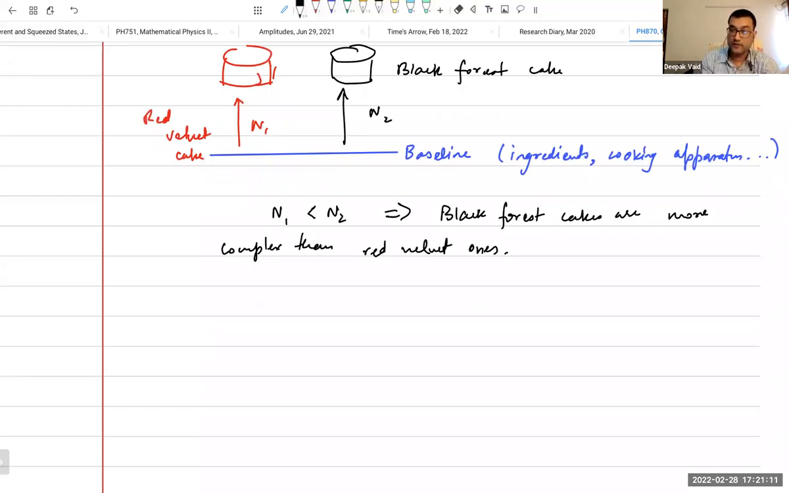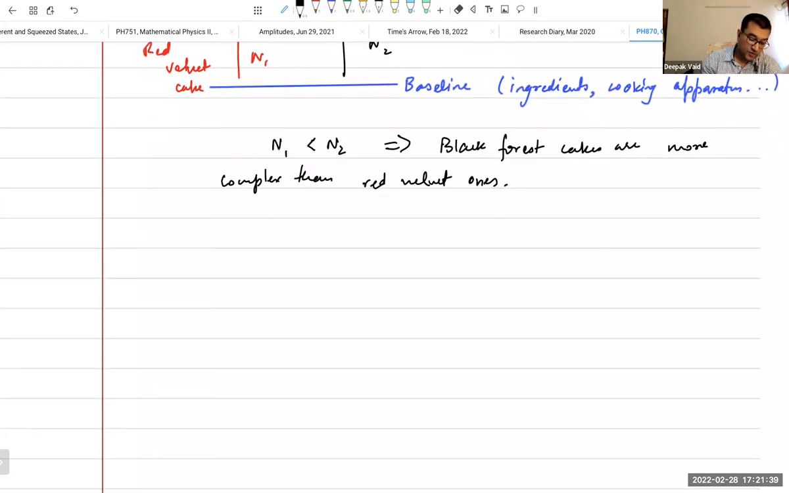In the case of coding, we characterize problems in terms of how many computational resources are required to solve them, right? We can ask in a similar way, what is the complexity of a quantum state?